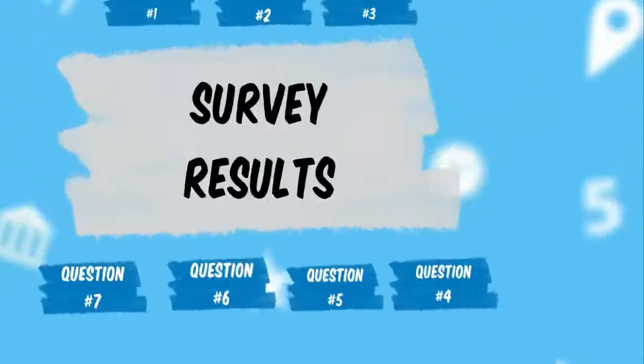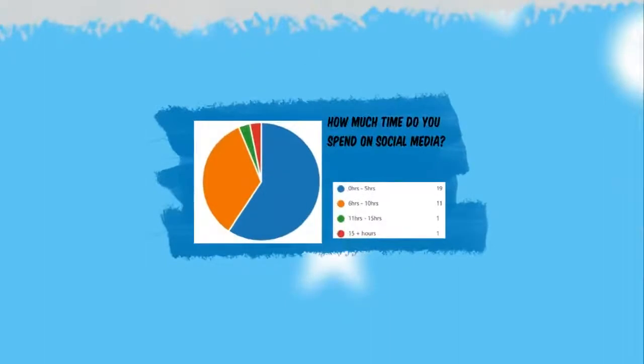When asked if they think social media has a positive or negative effect on their well-being, the majority of them said that it had both a negative and positive effect. When asked how much time they spend on social media, 19 people said that they spent 0 to 5 hours on social media, with 11 people saying that they spent 6 to 10 hours. Although someone had said that they spent 15 plus hours on social media.